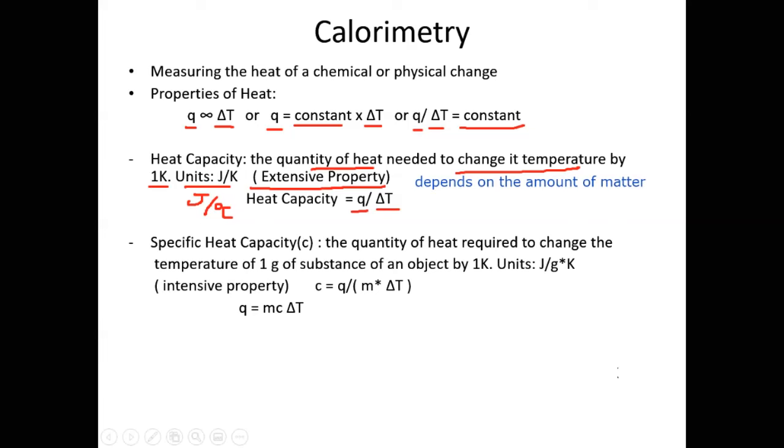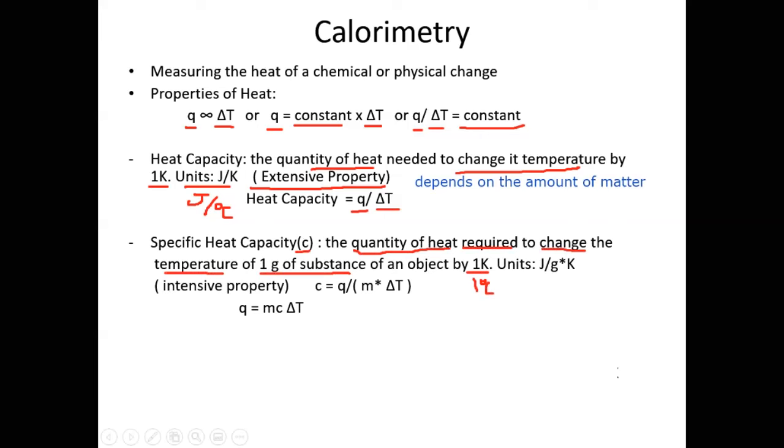Next, we have the specific heat, which is typically given the lowercase c symbol. Now, let's look at this definition. The quantity of heat required to change the temperature of 1 gram of substance by 1 Kelvin. Again, this can also be 1 degree Celsius as well.